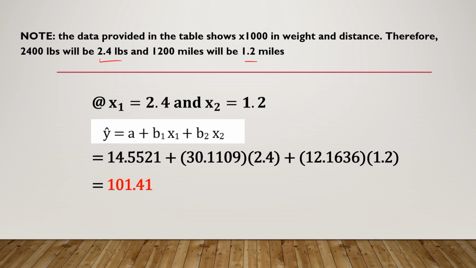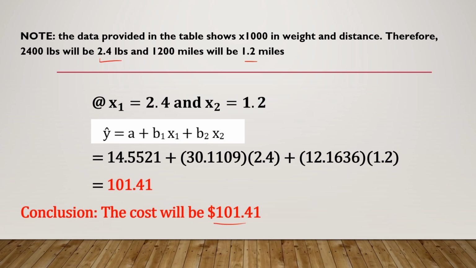So in conclusion, the cost when we have 2,400 pounds moved a distance of 1,200 miles will be equal to $101.41. So that's how you do the multiple regression.